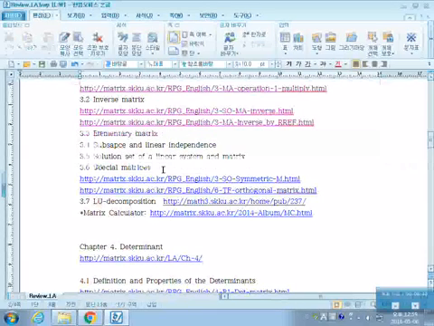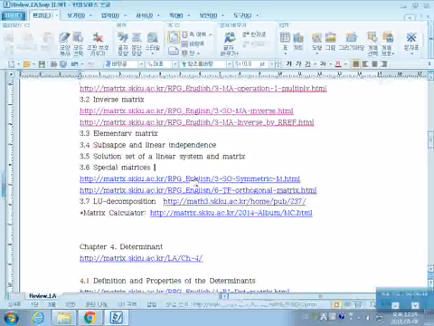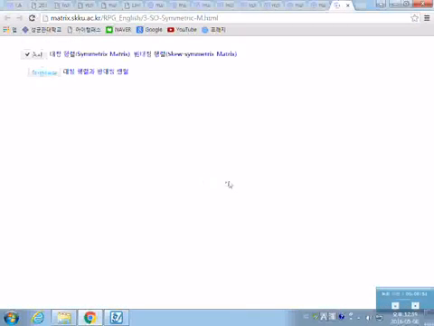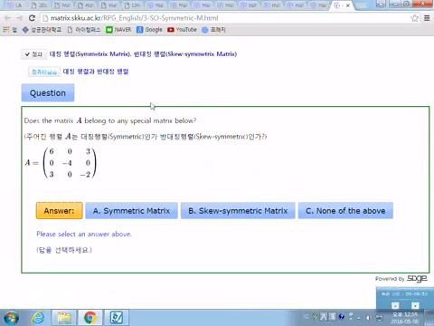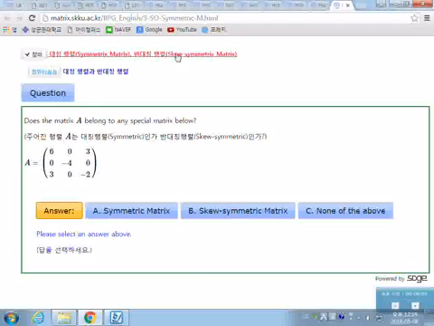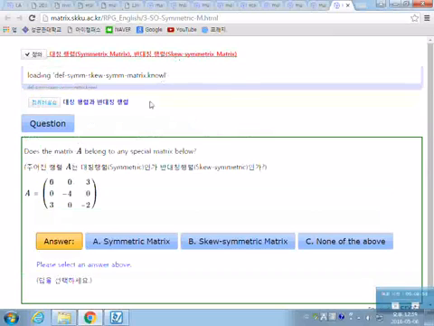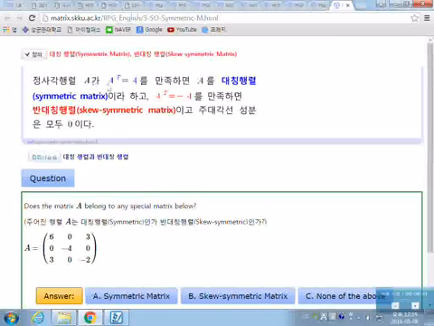And the next important things are some special matrices in linear algebra. For example, the first one is about the symmetric matrix and skew symmetric matrix. Here's the definition. For a symmetric matrix, A transpose equals A, and for a skew symmetric matrix, A transpose equals minus A.